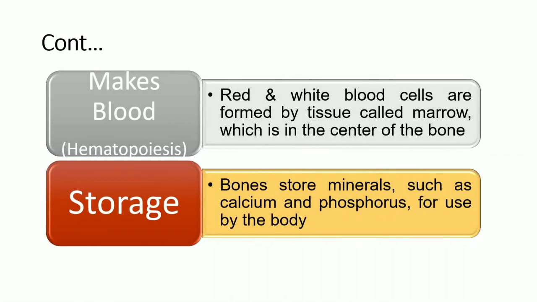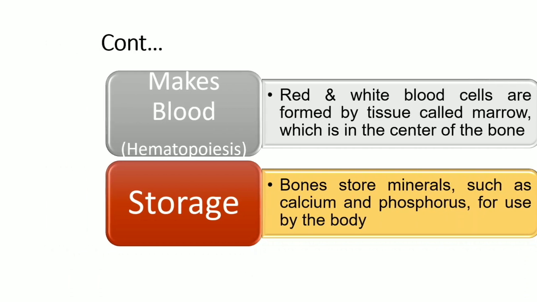The next function is that bones make blood. The process of making blood is called hematopoiesis. The bones have a marrow which is present in the center of the bones, and that marrow produces different kinds of blood cells like red blood cells and white blood cells. In this way it helps in the formation of blood. The next one is storage. Different minerals are stored in the bones, like calcium and phosphorus.